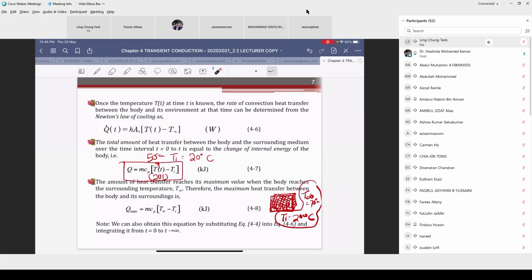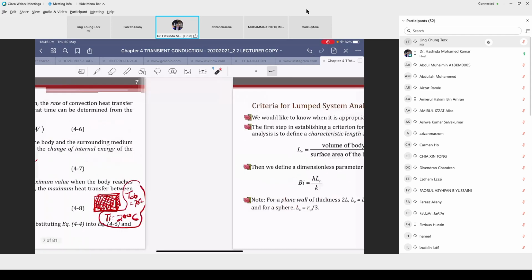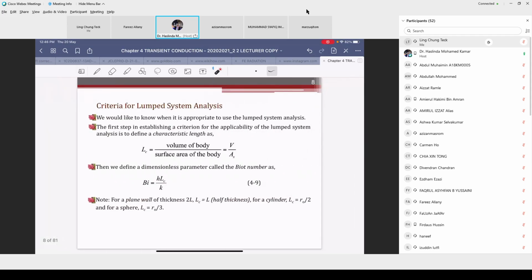That we call as maximum. Maximum. Okay? The possibility the system receives heat from the surroundings at that particular temperature, T surroundings temperature. Okay? Okay, now, so this is the criteria. I just give theory first.